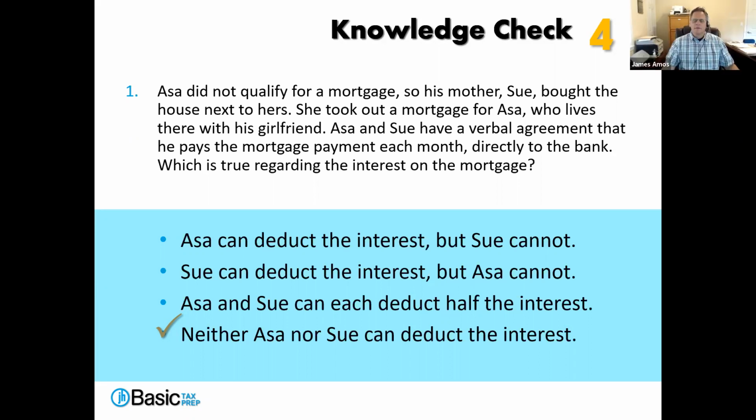Yes. But here's the problem in this example. Back to just this example. Why isn't Sue able to deduct the interest? I don't get that part. She doesn't make the payment to the bank. Because she didn't make the payments. You only get to deduct what you actually paid. Oh, she didn't make the payments. Got it.